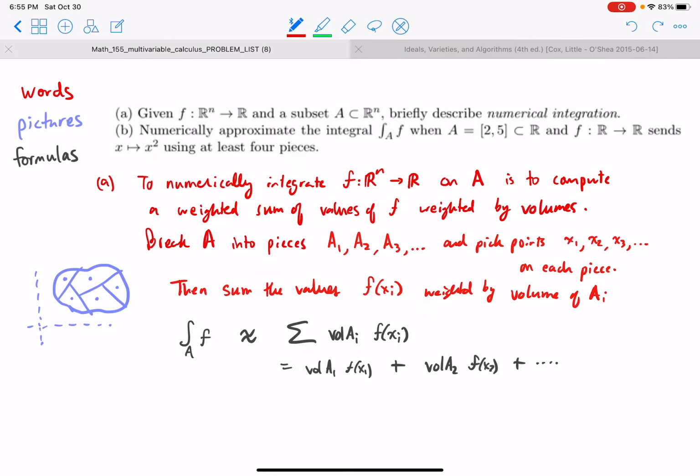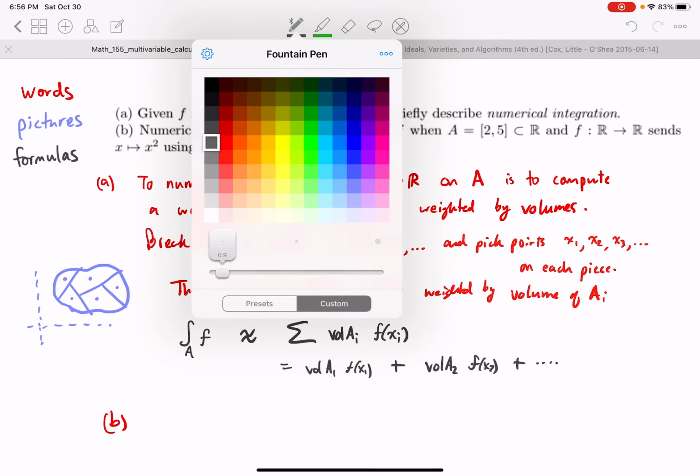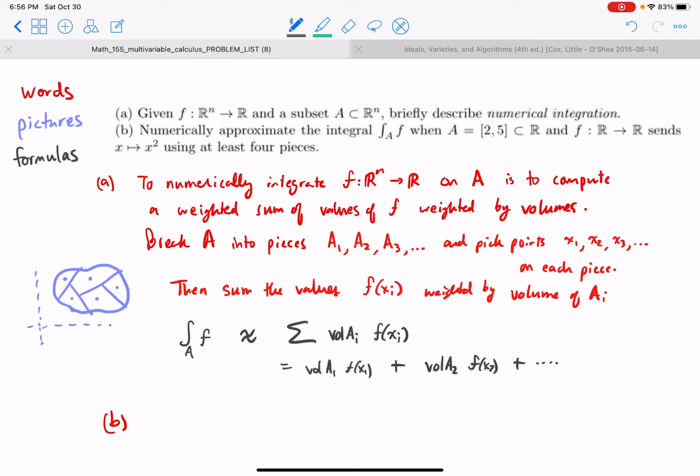Okay, so part B, numerically approximate the integral of f over A, when A is the subset between 2 and 5 on the real line, and f just squares everything, x to x squared. And it says use at least 4 pieces. Okay, so part B. Let's first draw a picture. We're not in R2, but we're rather in R1. And we have from 2 to 5. So let's break this into some pieces.